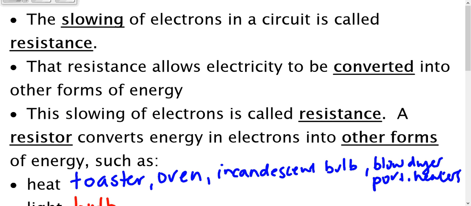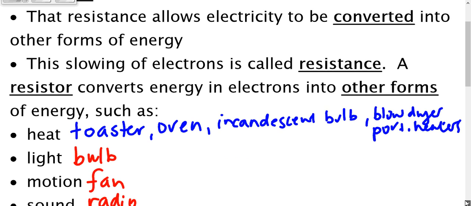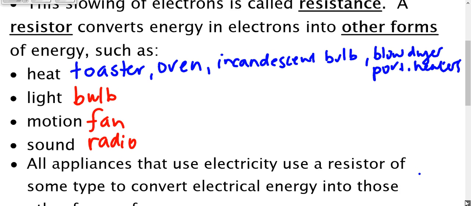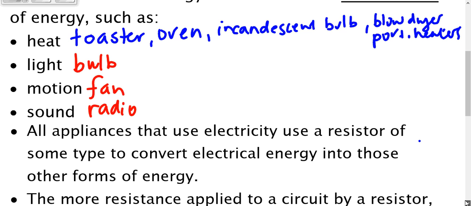The slowing of electrons in a circuit is called resistance. That resistance allows for the electricity to be converted to other forms of energy. A resistor converts energy in electrons to other forms of energy, such as heat. So where would we find electrons being converted into heat? Would be in something like a toaster, in an oven, in an incandescent light bulb.